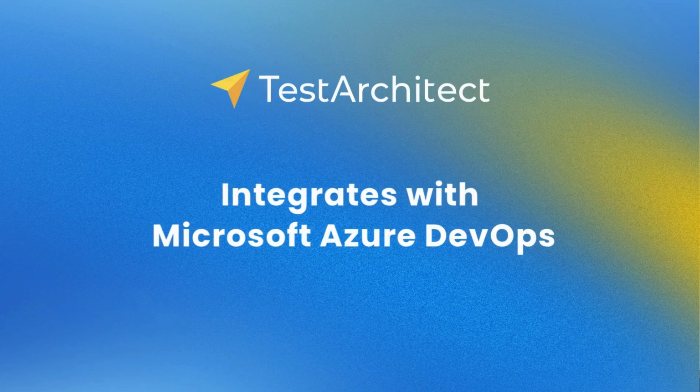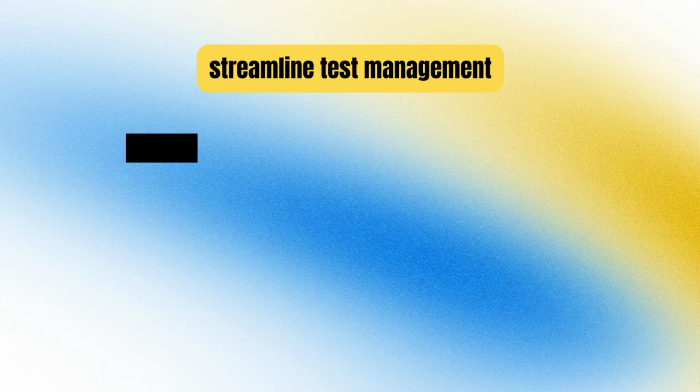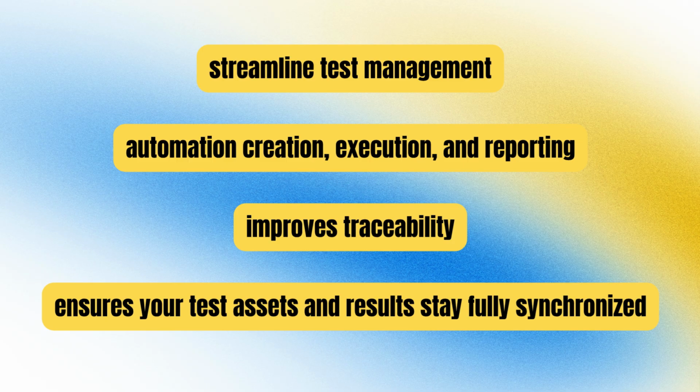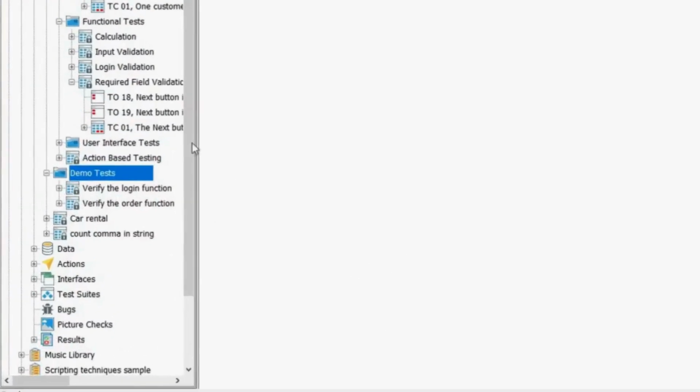In this demo, we'll explore how TestArchitect integrates with Microsoft Azure DevOps, helps teams streamline test management, automation creation, execution, and reporting, improves traceability, and ensures your test assets and results stay fully synchronized. With TestArchitect and Azure DevOps integration, you can upload and sync test cases and test modules, map TestArchitect assets to existing ADO test cases, execute tests directly from TestArchitect or from Azure DevOps, automatically publish test results, or upload them manually when needed. Now, let's walk through each of these capabilities step by step.